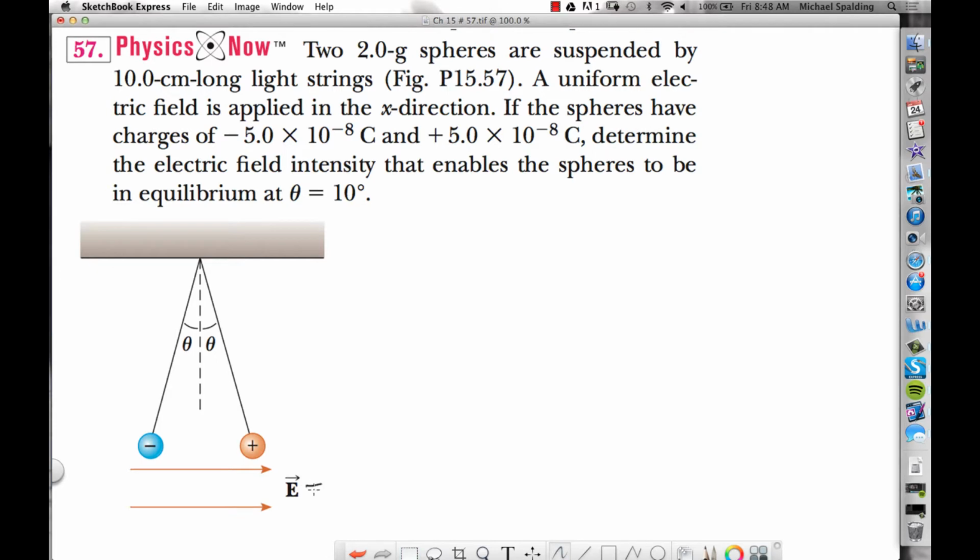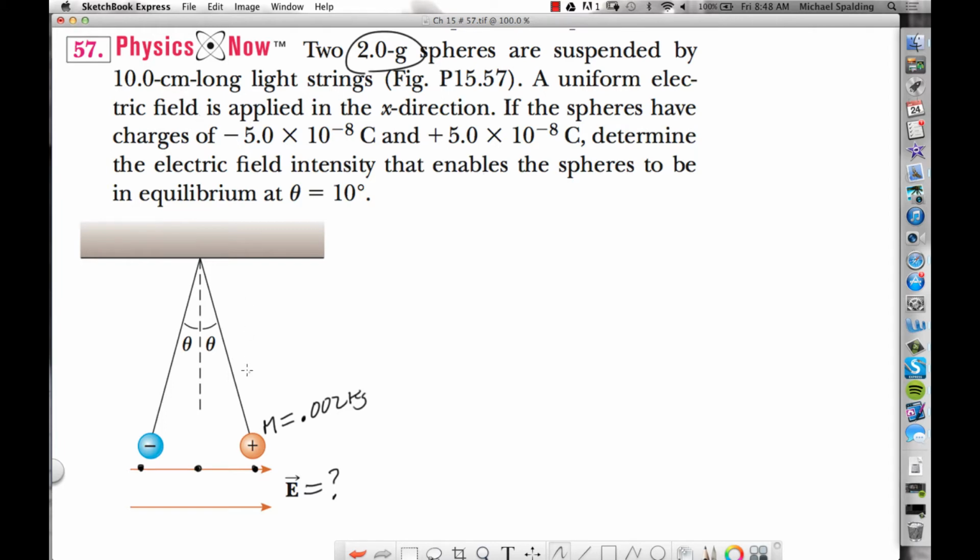The intensity of this electric field, we're told that it's uniform, which means the electric field here is the same as the electric field here, which is the same as the electric field there. It's not changing. All right, we're given the mass of these charges. These two spheres are equal and opposite. They have the same mass, 0.002 kilograms. You want to put grams into kilograms.